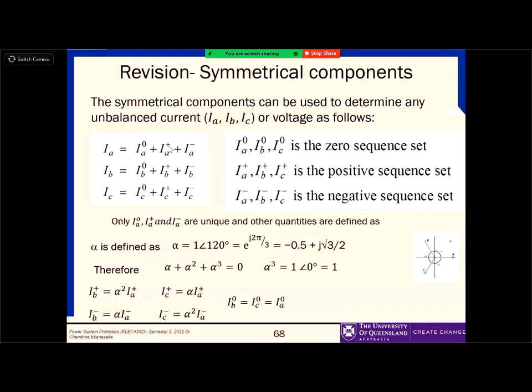Now, for calculation purposes, it is easier because 120 degrees is everywhere. When you try to make a relationship between these quantities, 120 always comes into the picture. Therefore, we define 120 degrees as alpha, or in some books you will find it as lambda, or in some cases as a. That is just a notation. So that is basically 120 degrees with a magnitude of 1. Or in complex form, you can say e to the power j 2 pi by 3, which is equal to minus 0.5 plus j times root 3 by 2. So the notation is alpha.